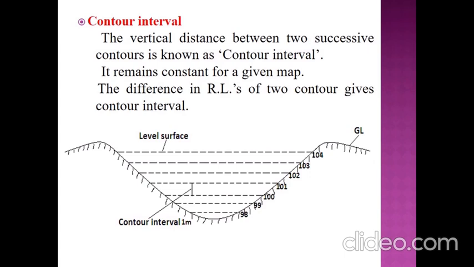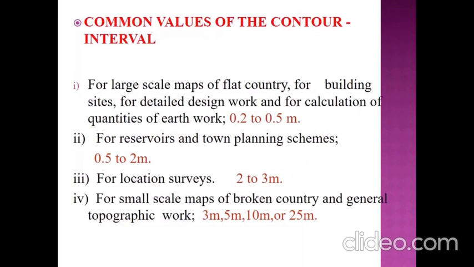Then the third factor is the nature of country. The contour interval varies with the topography of the area. It is large for steep ground and small for flat ground. Then the next factor is time. Contour interval is kept large when the time is less. Then fifth, funds. Contour interval is kept large when the funds are short and limited. So this is all about the contour interval. Then generally these are the common values of contour interval.